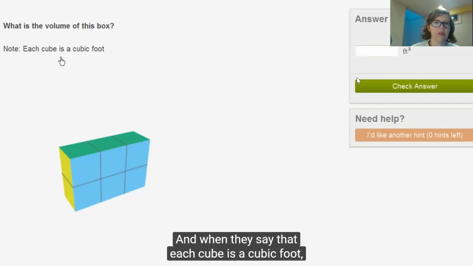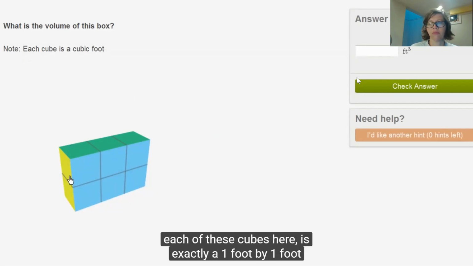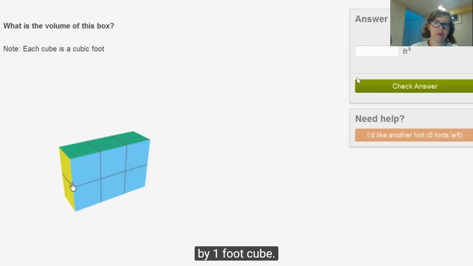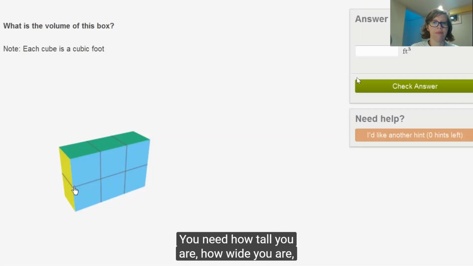When they say that each cube is a cubic foot, they're saying that each of these little cubes here is exactly a 1 foot by 1 foot by 1 foot cube. We're in 3 dimensions right now. In 3D, you literally need 3 dimensions: how tall you are, how wide you are, and how deep you are. For a cubic foot, each of those dimensions is 1. So each of these is 1 cubic foot.